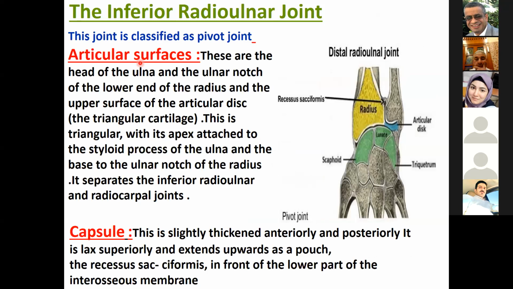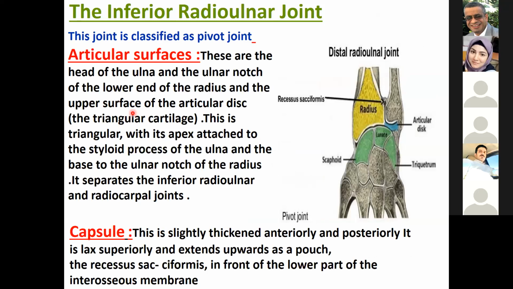The triangular cartilage is triangular, with its apex attached to the styloid process of the ulna and its base to the ulnar notch of the radius. It separates the inferior radio-ulnar and radiocarpal joints. This is the distal radio-ulnar joint. This is the radius, lower part, and this is the ulna, lower part.